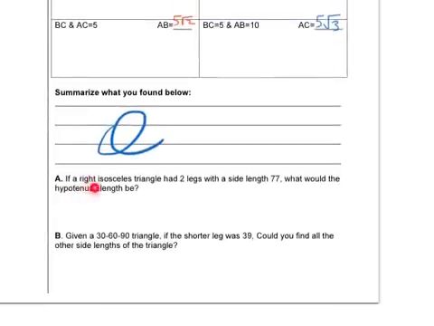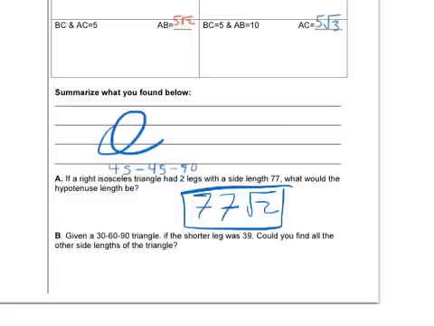Okay, so it says if a right isosceles triangle. Okay, if it's a right isosceles, that automatically is a 45, 45, 90 triangle. And it has 2 legs, so the legs are 77. What would the hypotenuse be? Well, remember, we found up here, all you have to do is take the leg length and multiply it by rad 2. So the hypotenuse would just be 77 rad 2. Done. That's it.